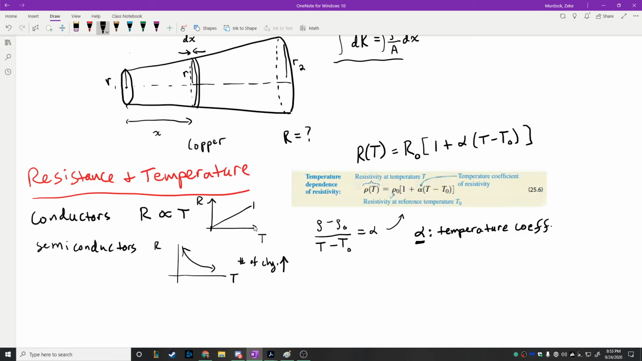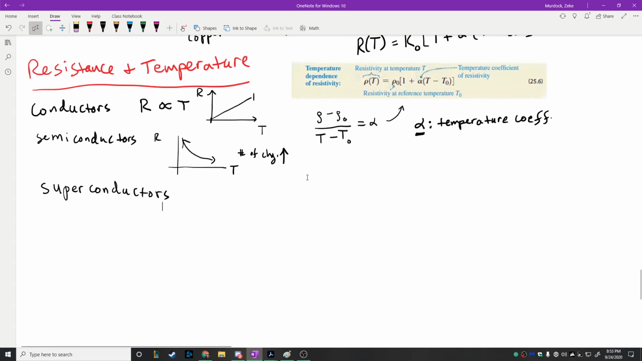Number of charges that are free goes up. There's a third class of materials that we are only recently learning about. I say recently, since maybe the 1960s or so. These materials are called superconductors, and superconductors are really interesting.